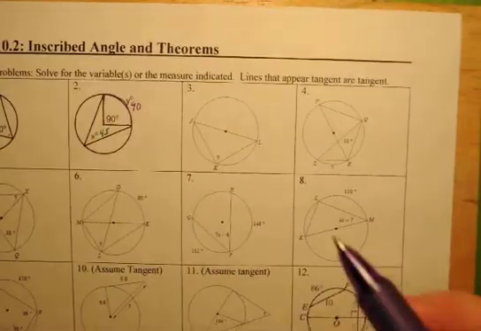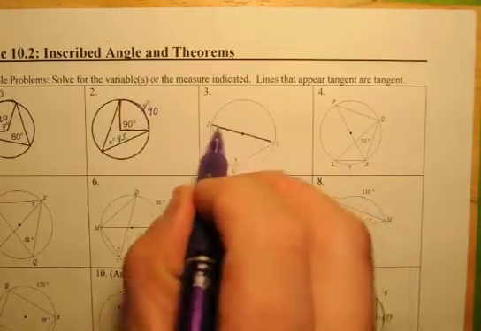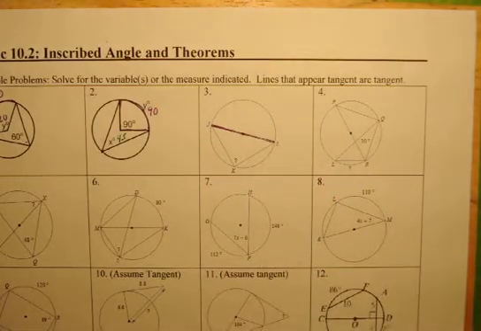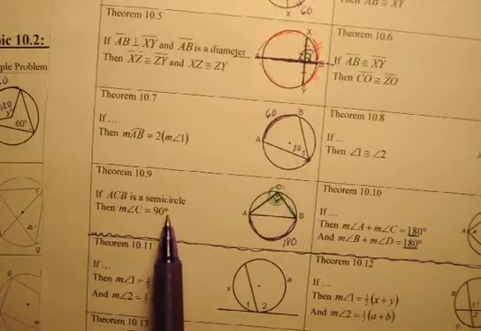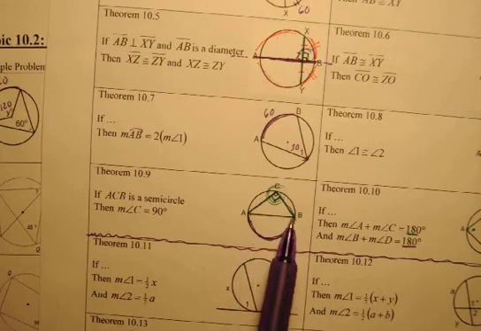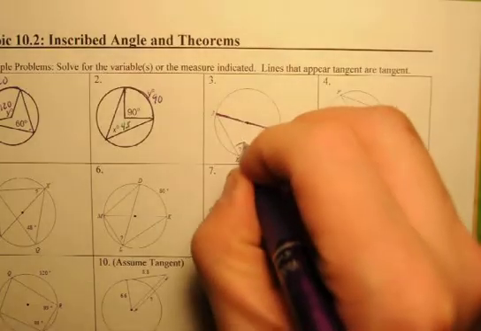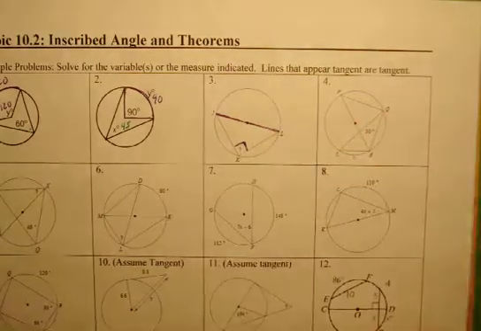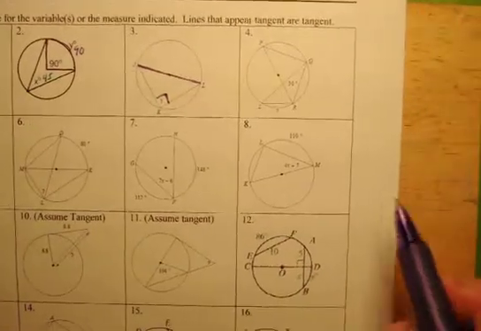Number 3, I see a diameter. And so if you look at Theorem 10.9, in the case of a diameter, you always have a right angle. So that makes this a nice 90 degree angle. So just put 90 for that one.